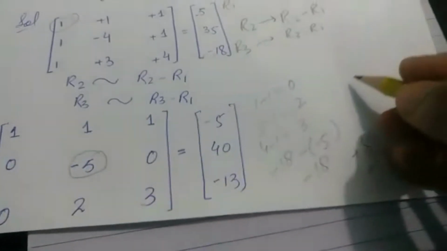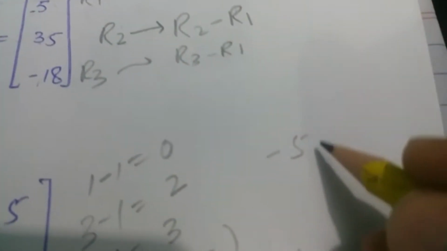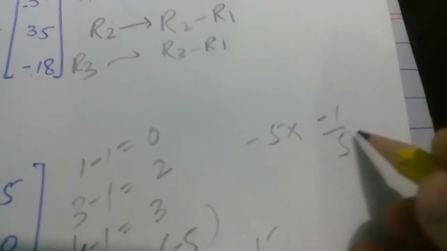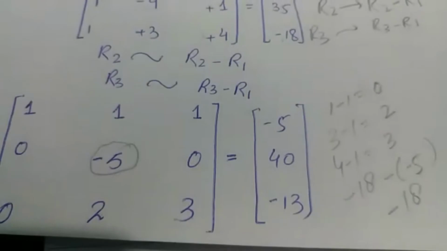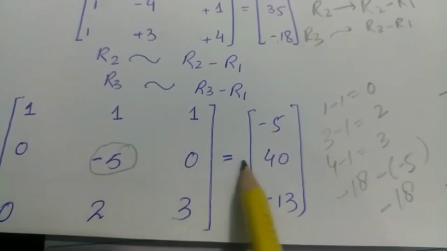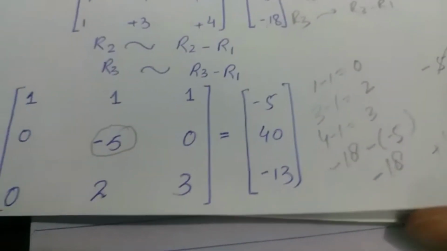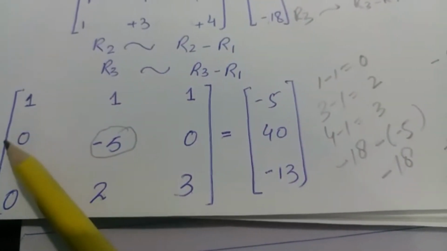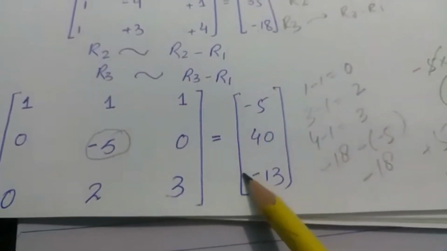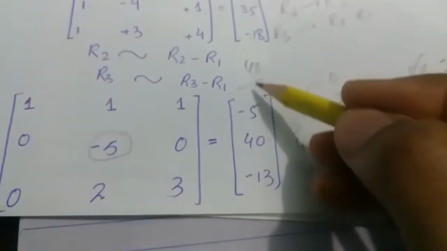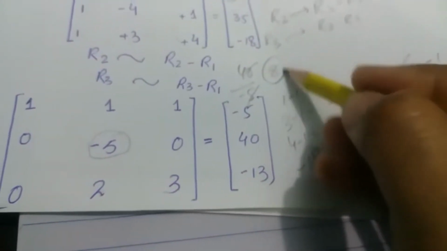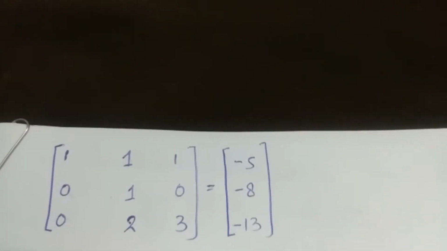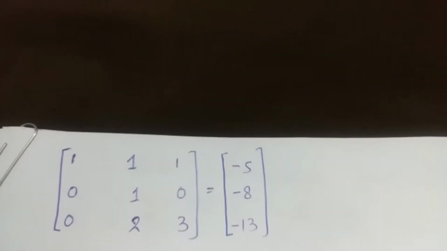This is minus 5. If minus 5 is multiplied by minus 1 upon 5, it is converted into 1. It means R2 divided by minus 5, or multiplied by minus 1 upon 5. 0 multiplied by minus 1 upon 5 is 0. This is already converted into 1. And 40 divided by minus 5 equals minus 8. Now we have got this type of matrix.